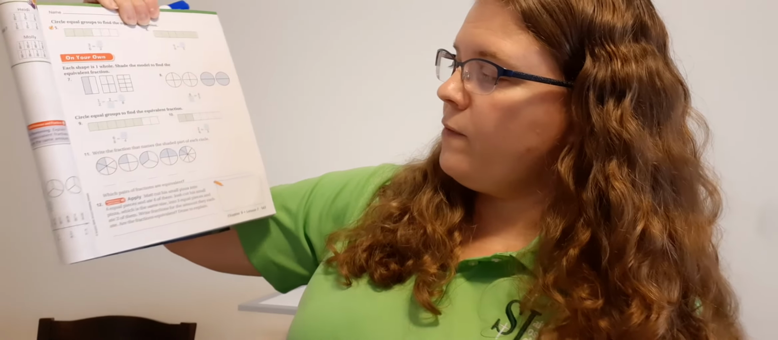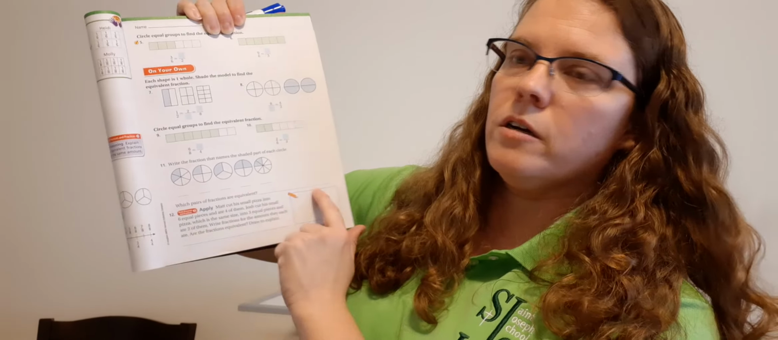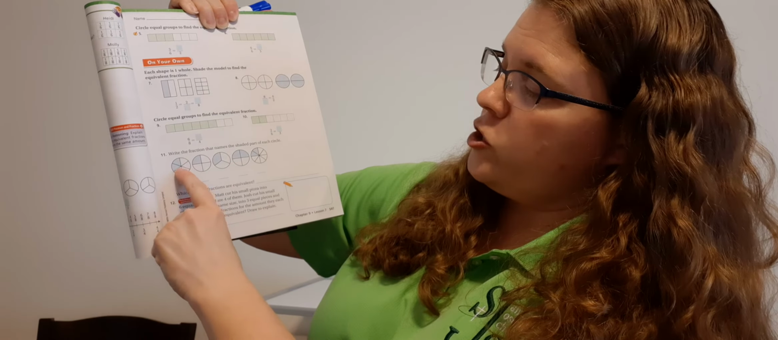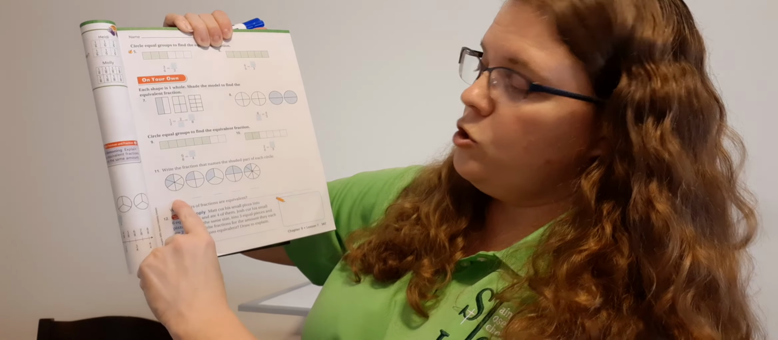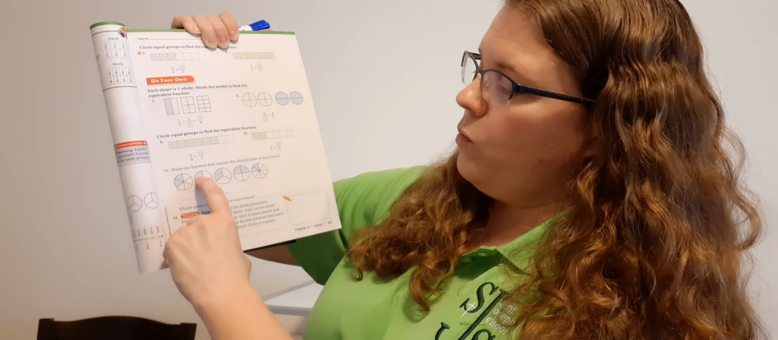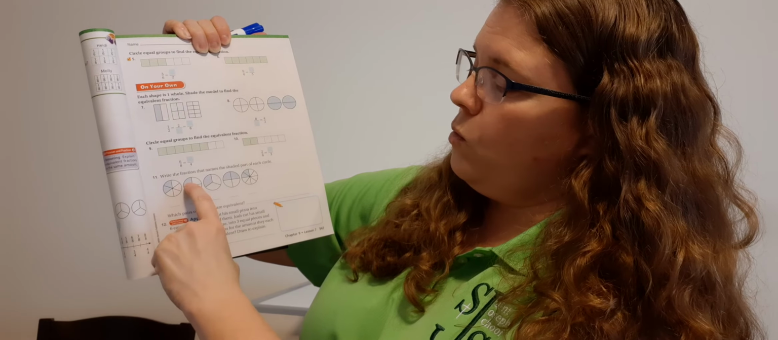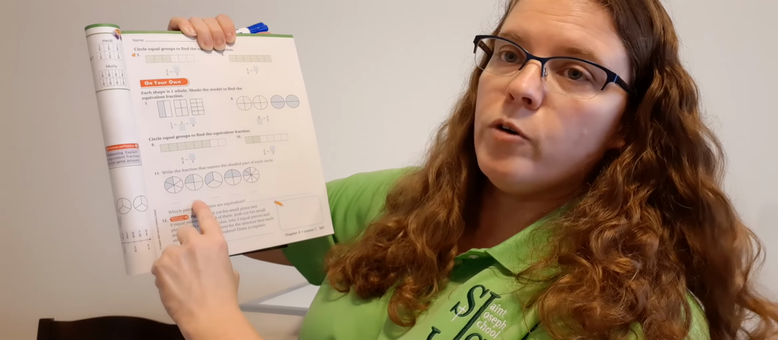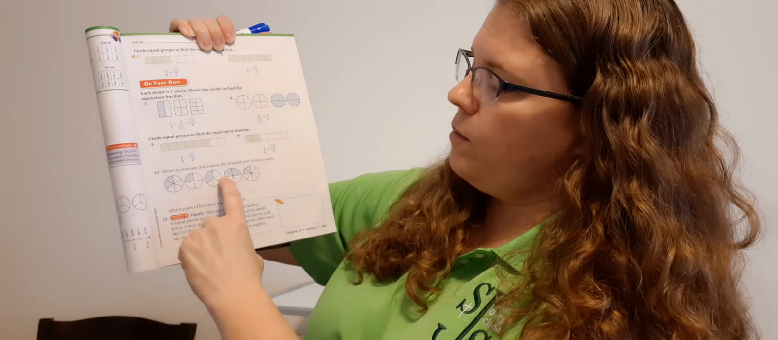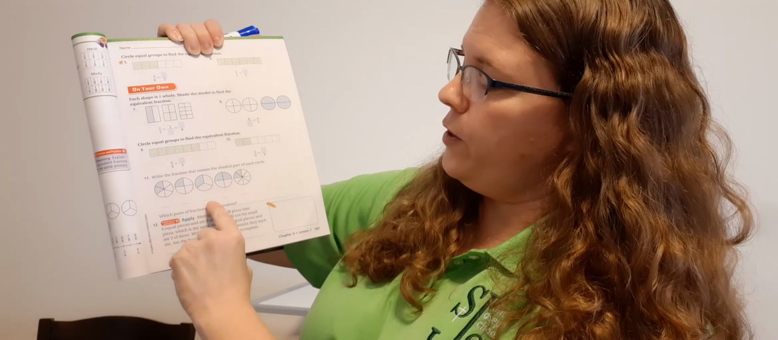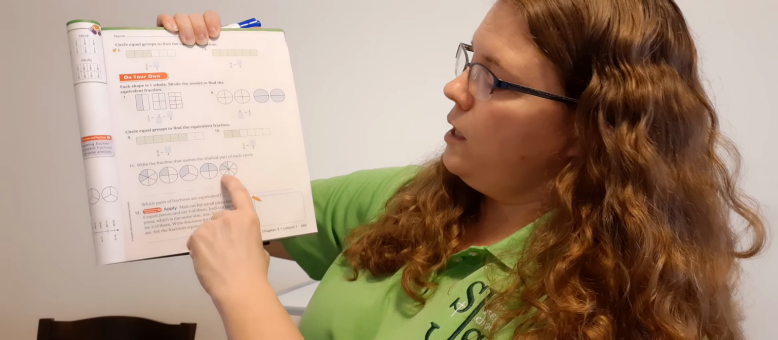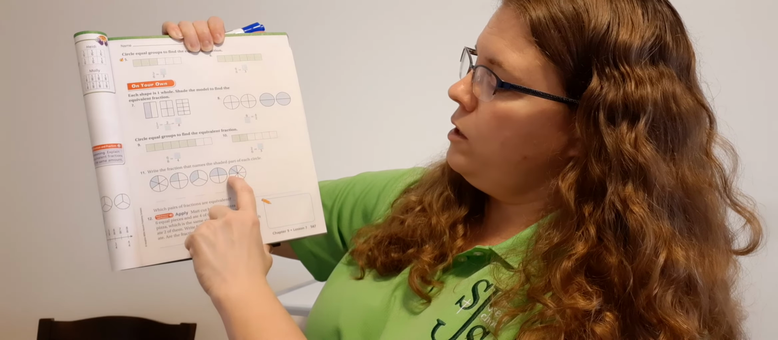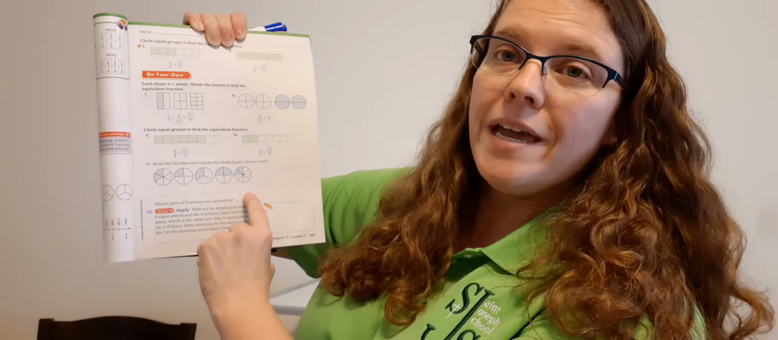All right, number 11. I want you to go ahead and write your fractions here. So name the fraction. 1, 2 out of 1, 2, 3, 4, 5, 6. So 2 sixths. What would this one be? 1 out of 4. So 1/4. How about here? 1 out of 3. 1/3. And how about here? 2/4. And here would be 2 out of 8. 2/8.